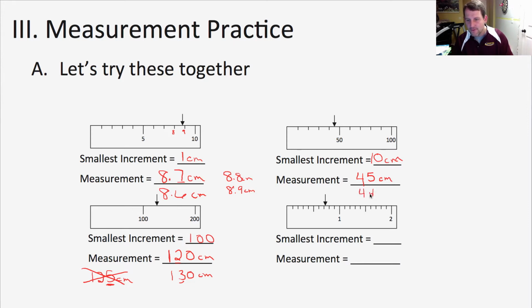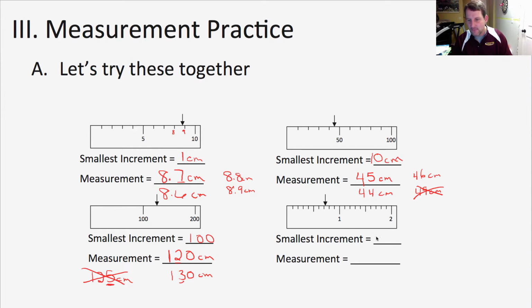Now that means, of course, I could have said 44 centimeters. I could have said 46 centimeters. Right? Here, I wouldn't want to say 49 centimeters. That's too far off. That's not good estimating. All right, last one. So on this one, if I look at this smallest increment, I see that it's going up. I have 1 here, and I have 1, 2, 3, 4, 5, 6, 7, 8, 9, 10 increments.